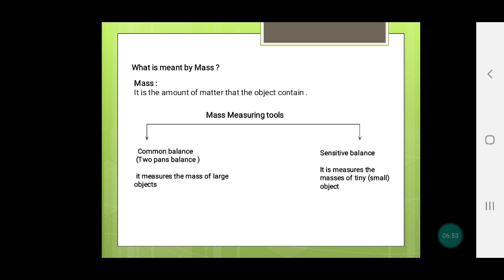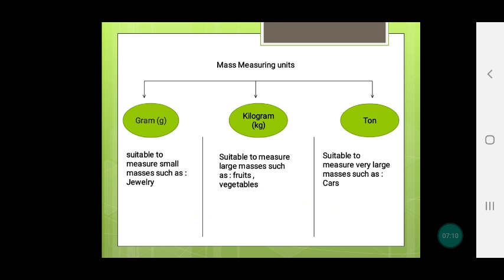The sensitive balance, instead, measures the masses of tiny objects. Tiny means very small. Tiny objects like jewelry. So where do we see the sensitive balance? Yes, in the jewelry shop. As the length has three measuring units, the mass has three measuring units, which are gram, kilogram, and ton.